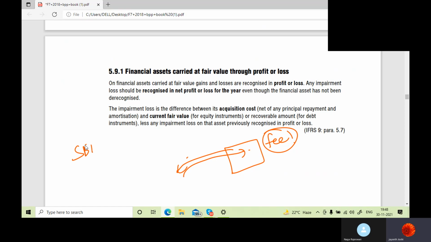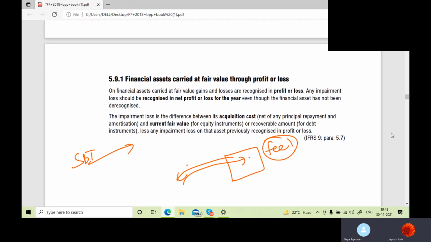Sometimes what happens, SBI will transfer it to Reliance. So one guy will get a call from Reliance saying they are supposed to give us money. He will be shocked: "Hey, from when did I take money from Reliance?" But this is factoring.